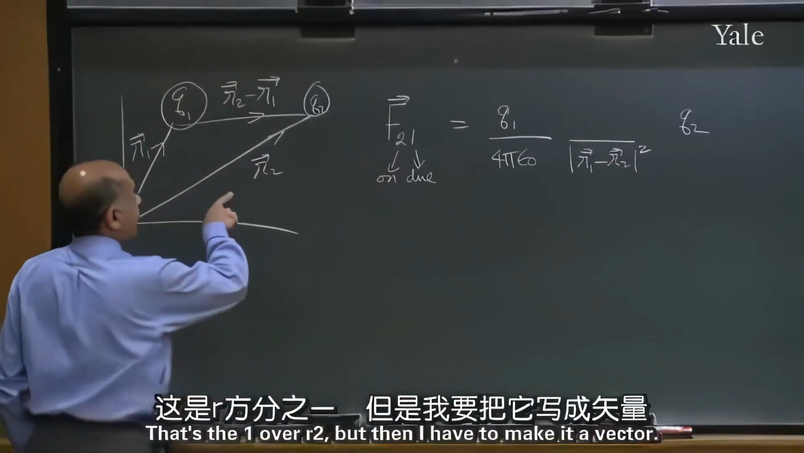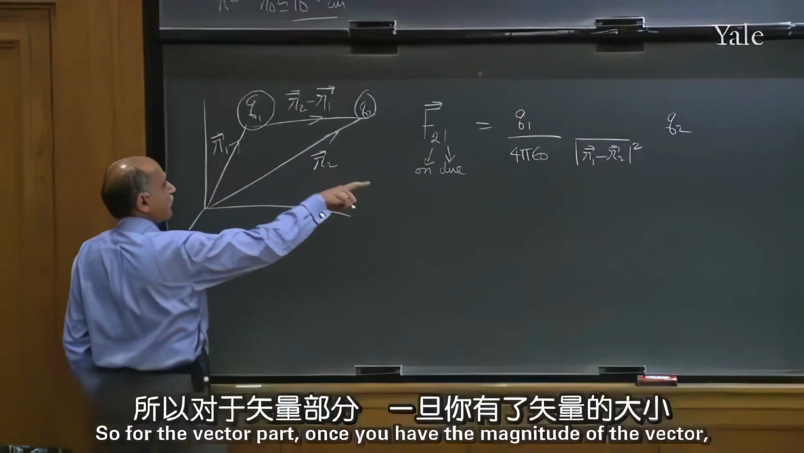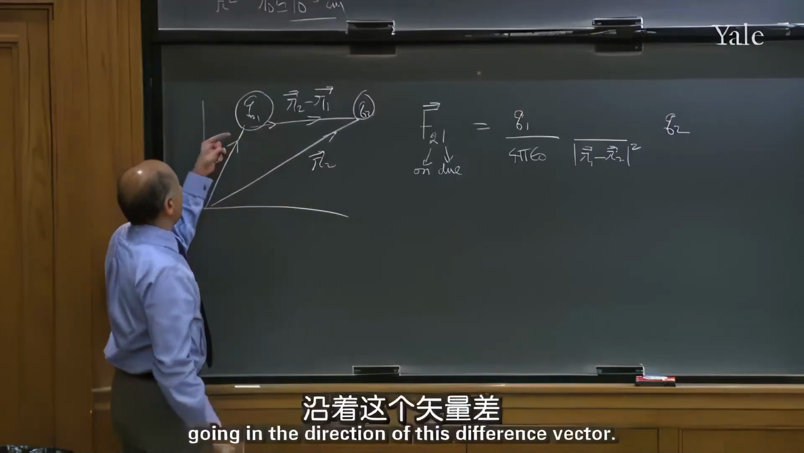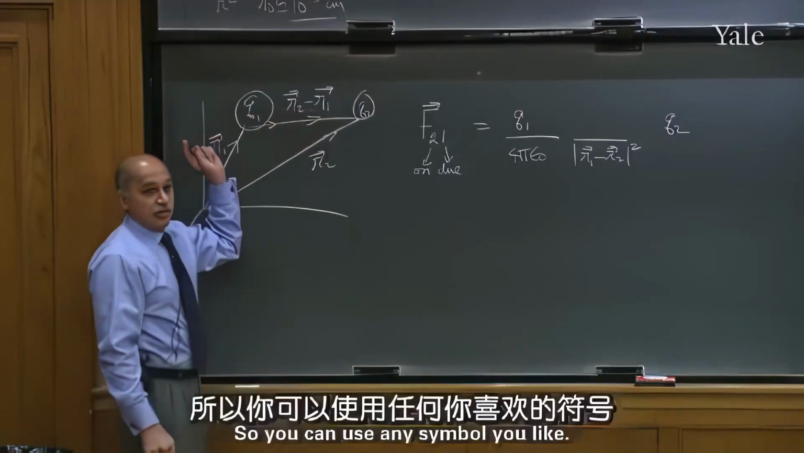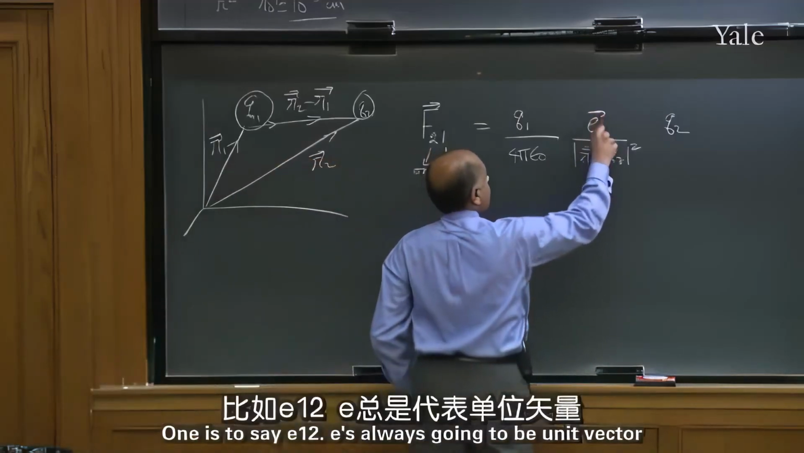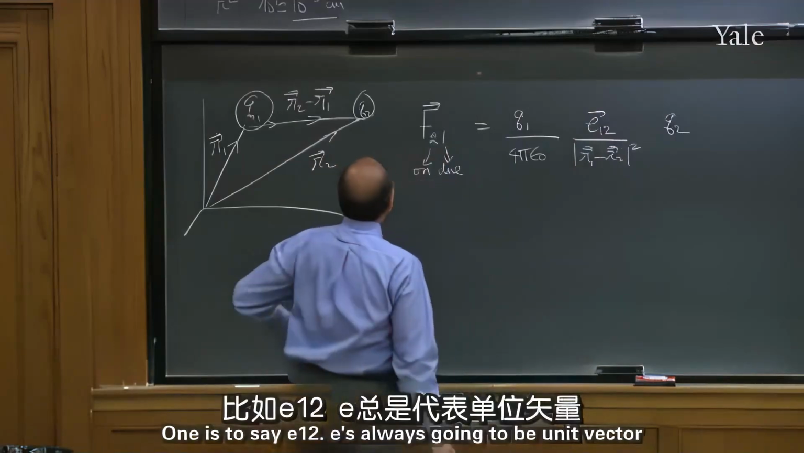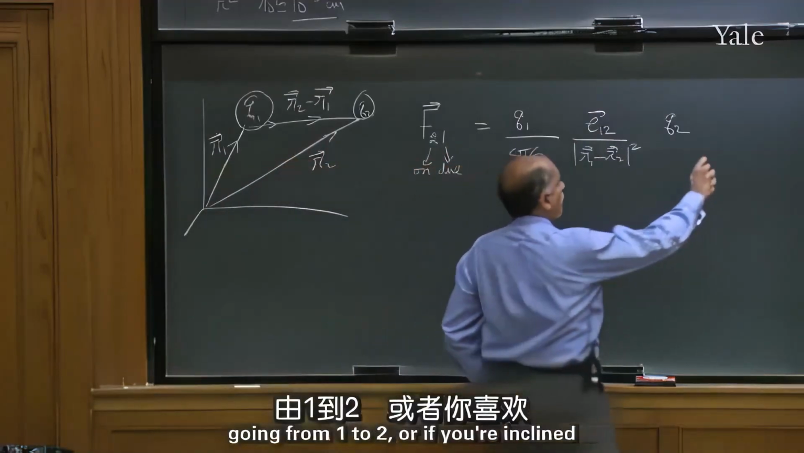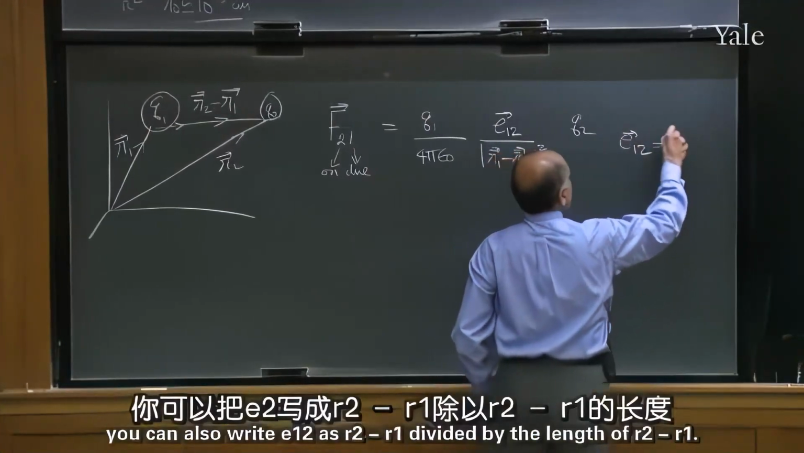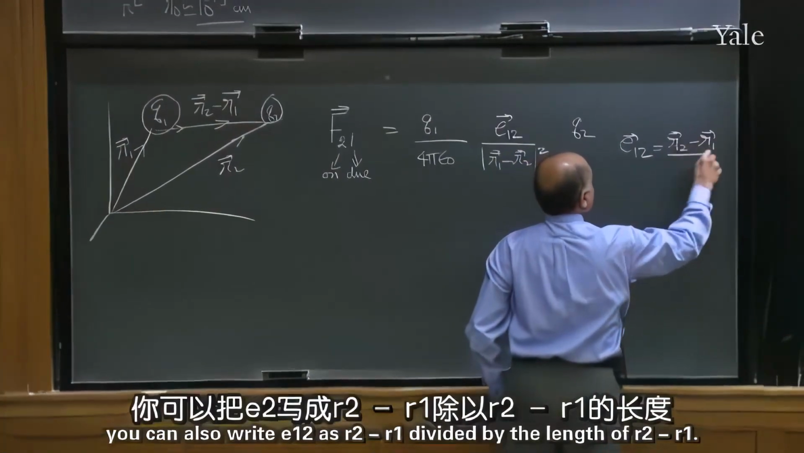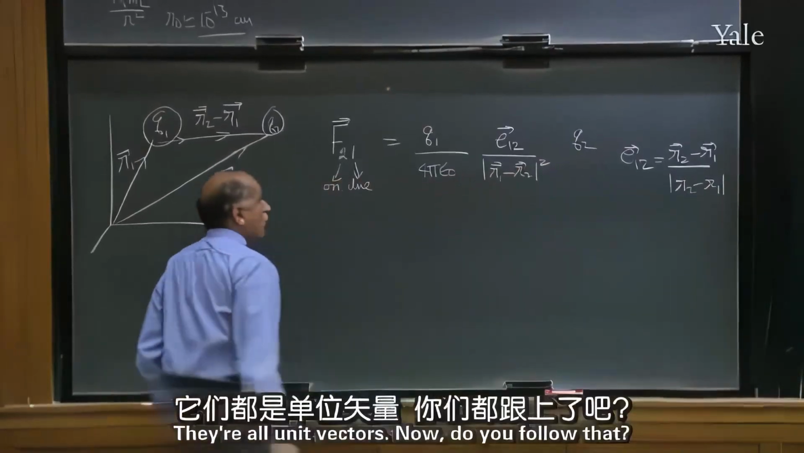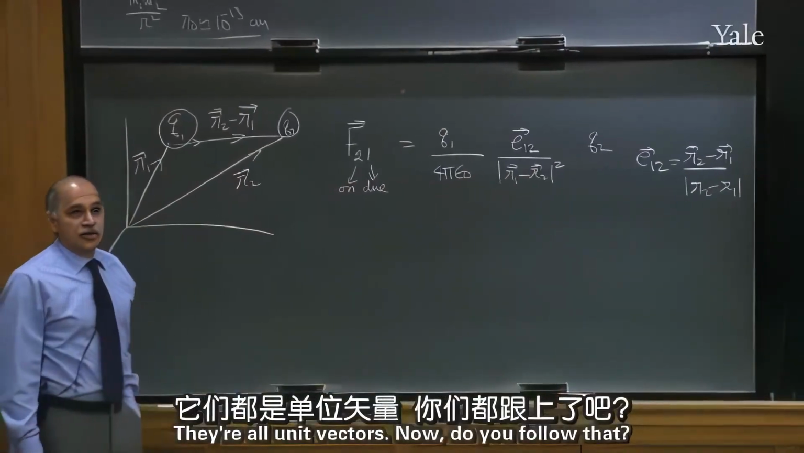But then I have to make it a vector. So for that vector part, once you have the magnitude of the vector, you should multiply by a vector of unit length going in the direction of this difference vector. So you can use any symbol you like. One is to say e12. e is always going to be the unit vector going from 1 to 2. Or if you're inclined, you can also write e12 as r2 minus r1 divided by the length of r2 minus r1. They're all unit vectors. Now, do you follow that?